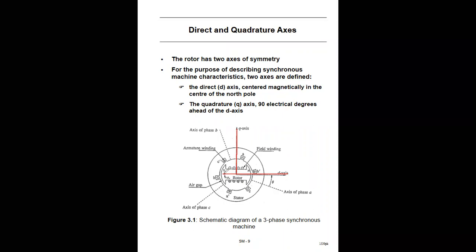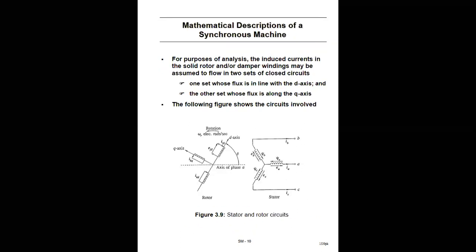So the direct axis is centered magnetically in the center of the North Pole, and the quadrature axis will be 90 degrees ahead of the direct axis. In figure 3.1, you can see the direct axis and quadrature axis as well, along with the structure of the synchronous generator. Then the mathematical description of synchronous machine.